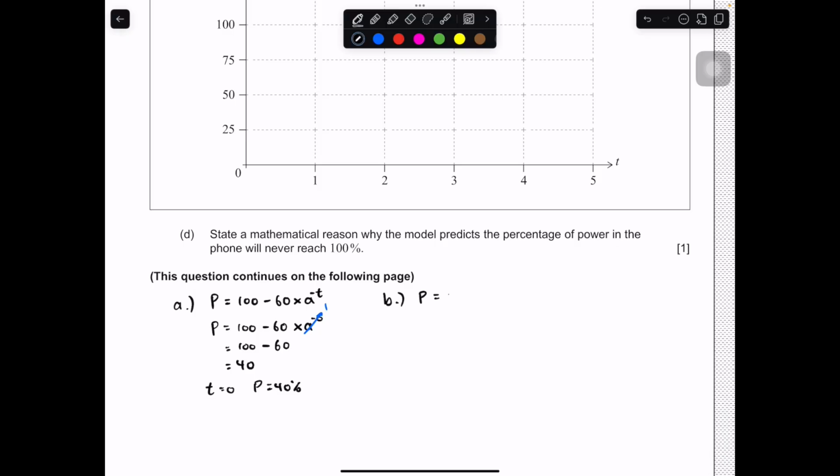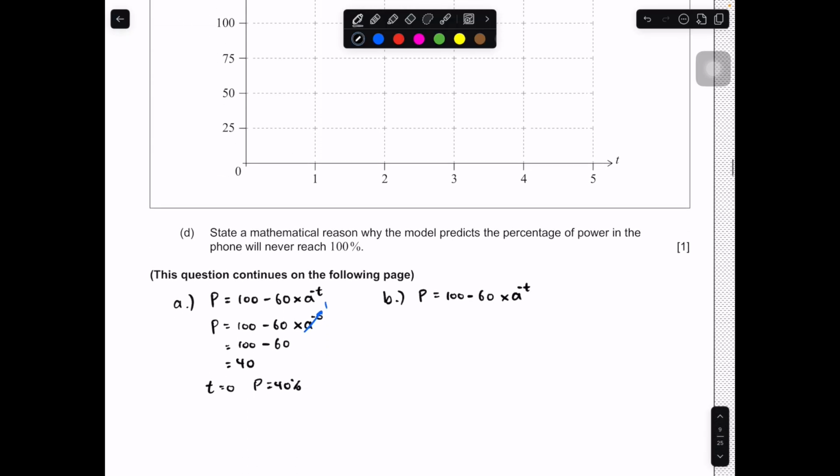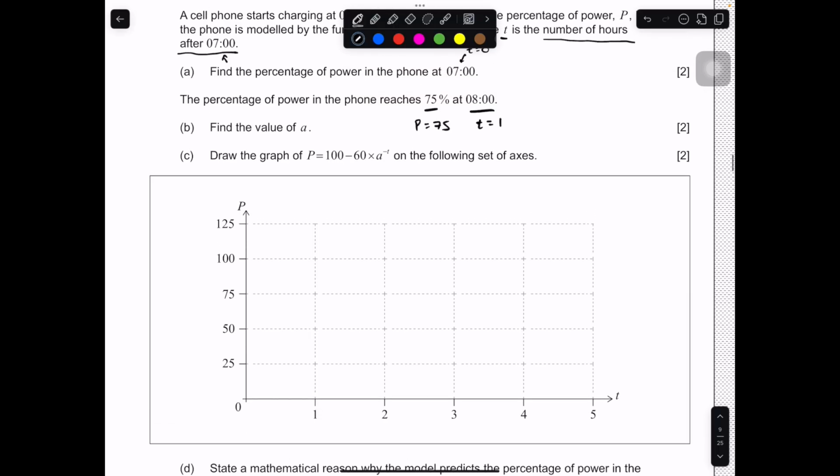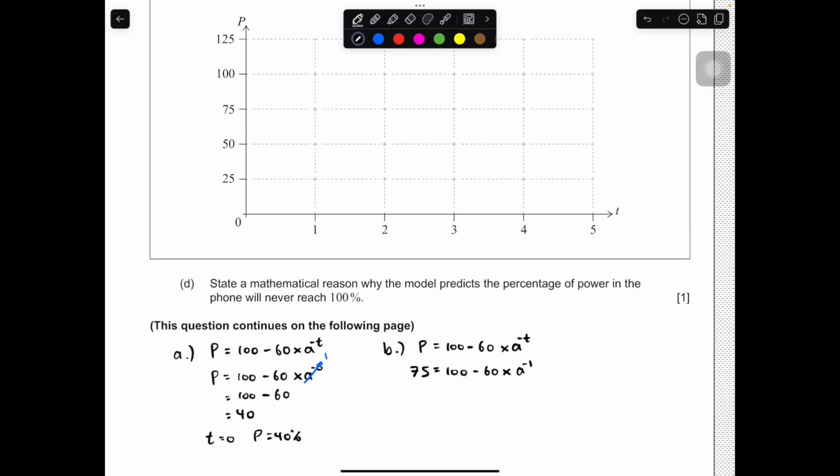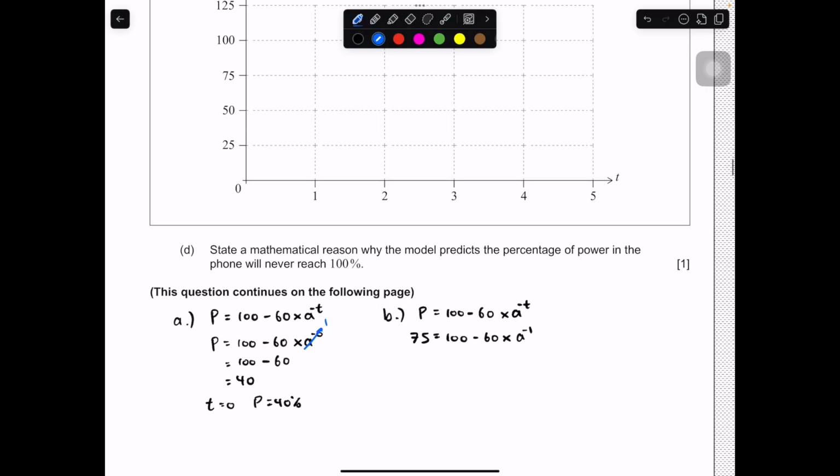P is equal to 100 minus 60 times a to the negative t. We have this value where p is equal to 75 when t is equal to 1. Everything looks good. Alright, after this, I have to do a little bit of algebra, or, to be honest, let's just solve as well.